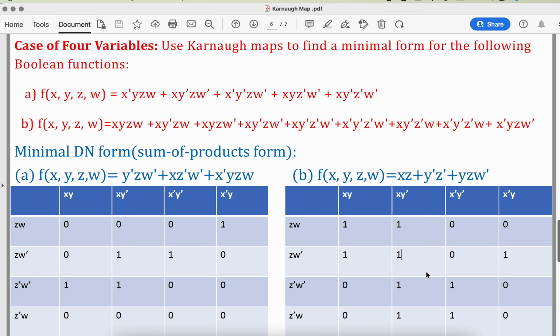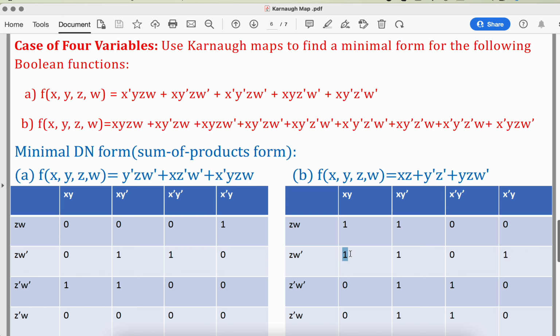Another is this one. Here also X is in complemented and uncomplemented form, so we are left with Y', and on this side W is in complemented and uncomplemented form, so we are left with Z'. So from here Y', from here Z', so Y' Z'. Another is this one. This is the last column and this is the first column, which can be wrapped around.